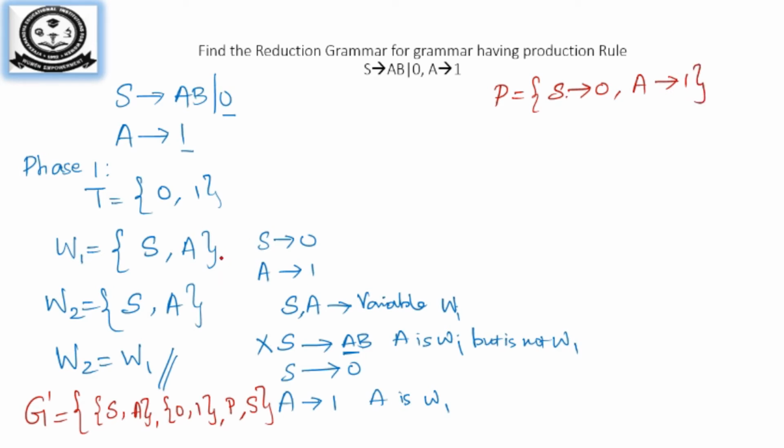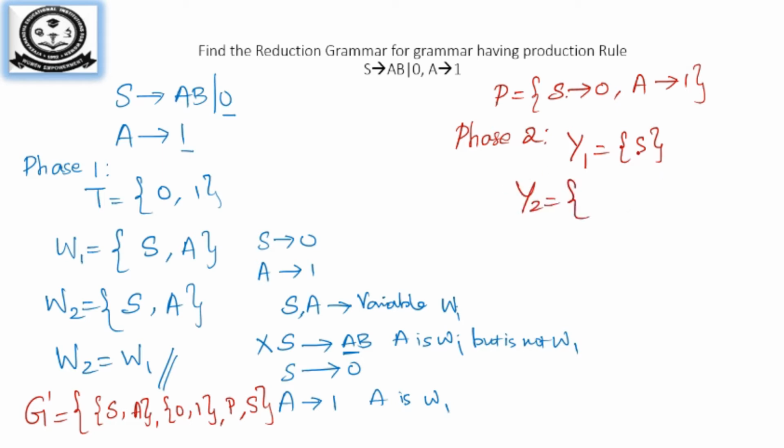Why is it so? Because in our set we didn't have B. So S tends to A B, where B is not in my set, so that production rule is omitted, which is a useless production for my reduced grammar. Now in phase 2, we have to try to derive all the non-terminal symbols from the start symbol, then find the productions that are useful for my derivation. So we take Y1 is equal to S. S is my start symbol. We try to derive all the non-terminals that can be derived from S. So let us have Y2.